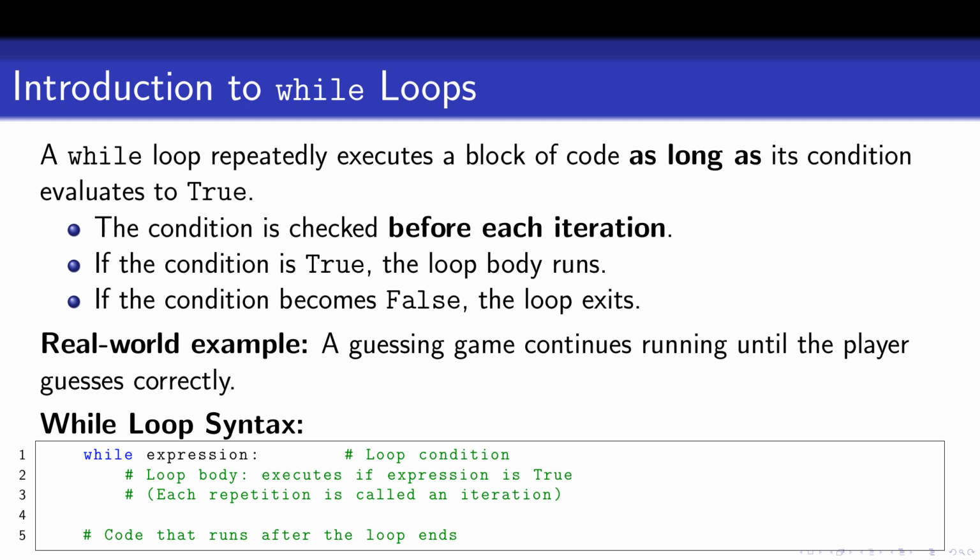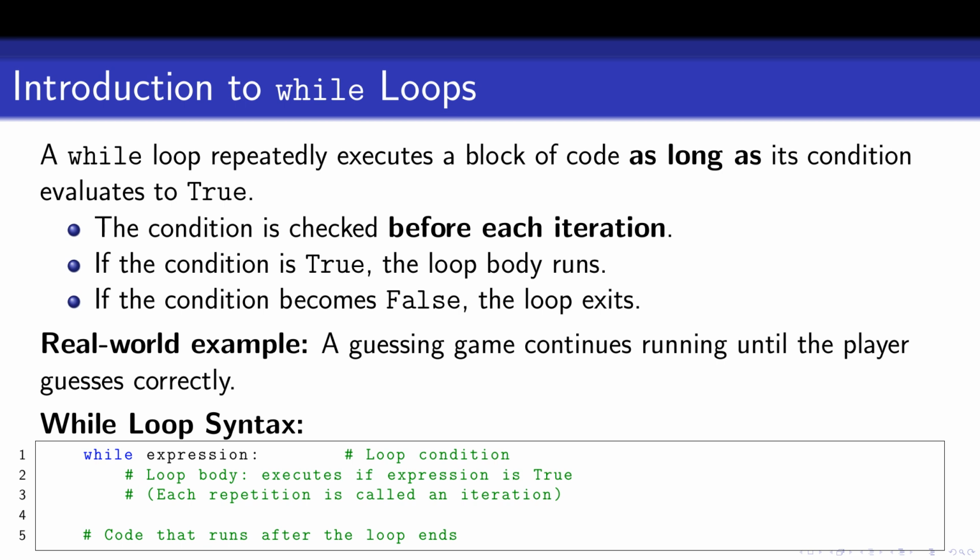The key to using while loops effectively is ensuring the condition eventually becomes false. Otherwise, you'll end up with an infinite loop. This is usually handled by updating a variable inside the loop body, such as a counter or a user input value, that influences the loop condition.